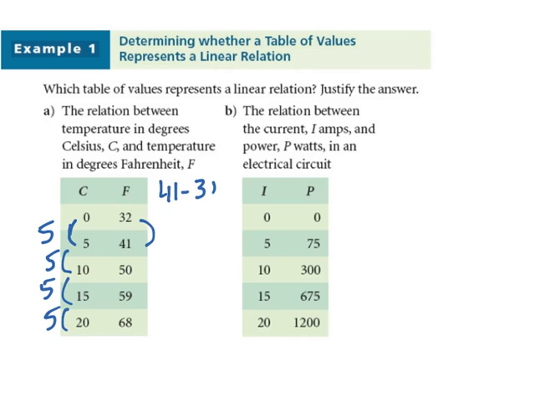41 minus 32 is 9. The difference between 50 and 41 is 9. Again, between 50 and 59 is 9. And between 59 and 68 it's 9 degrees Fahrenheit. Because we're consistently moving with Celsius by 5 and with Fahrenheit by 9, this indeed is linear.